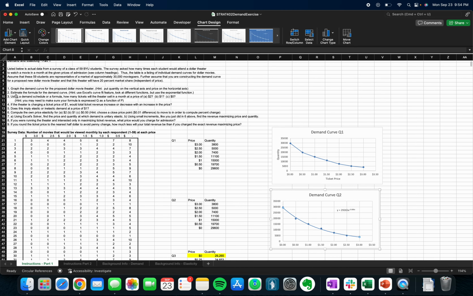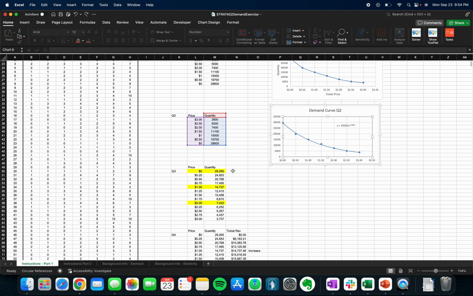Question 3 says, using a demand schedule or a formula, how many tickets will the theater sell in a month at a price of $2, $1, and $0? To do this, I created this little chart with a few extra prices to make a demand schedule. I plugged this formula in for quantity, and it automatically pulls in the price from cell L50 and gives this quantity right here.